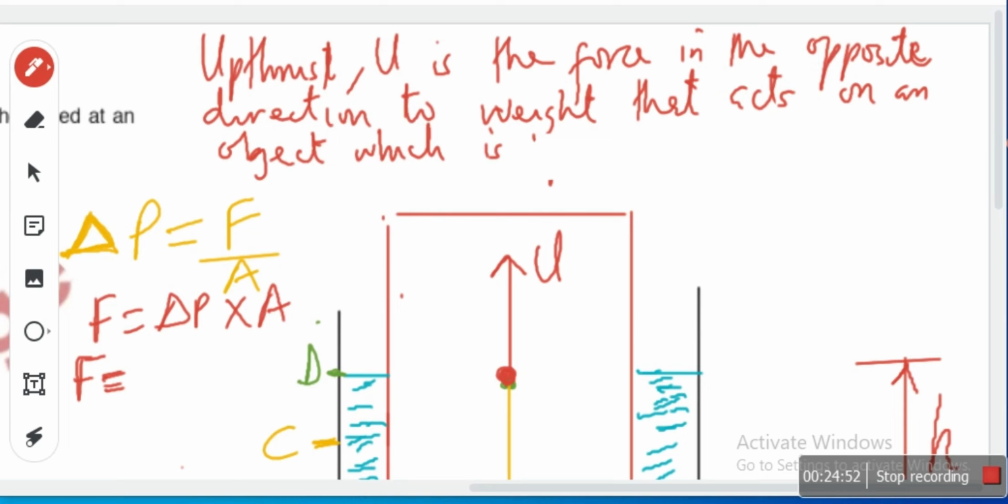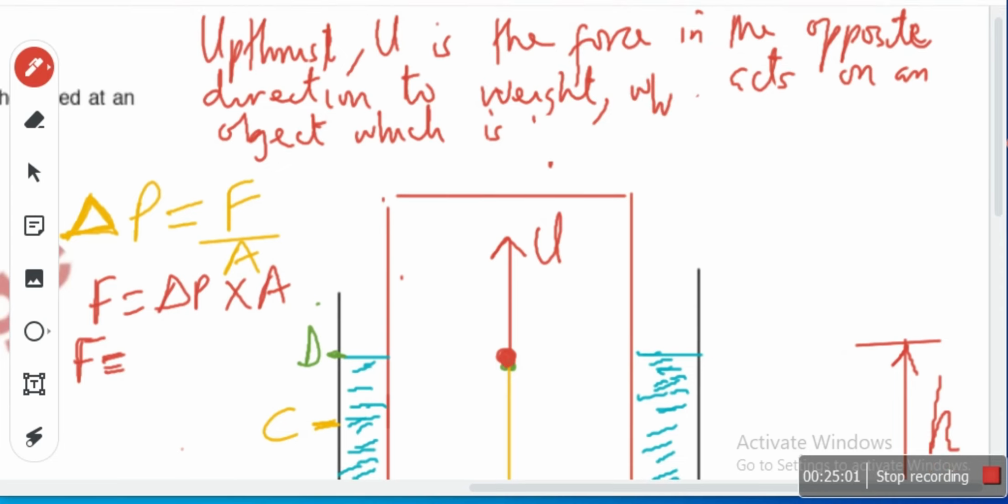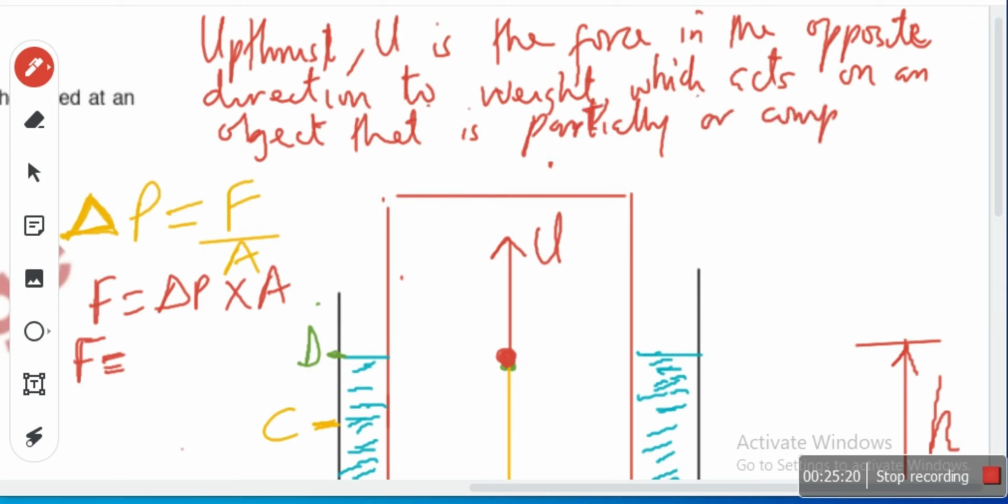Upthrust U is the force in the opposite direction to weight, which acts on an object that is partially or completely immersed in a fluid.